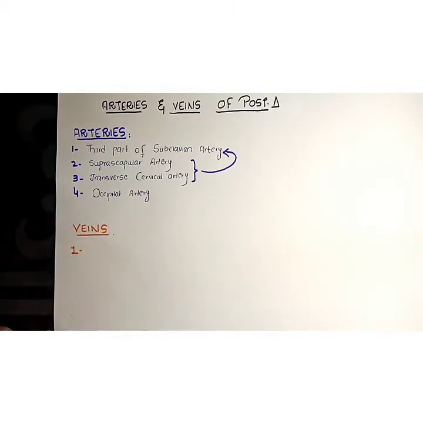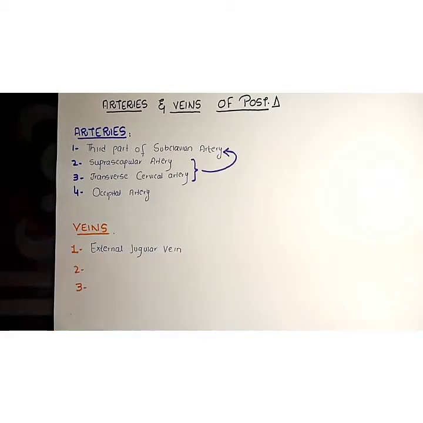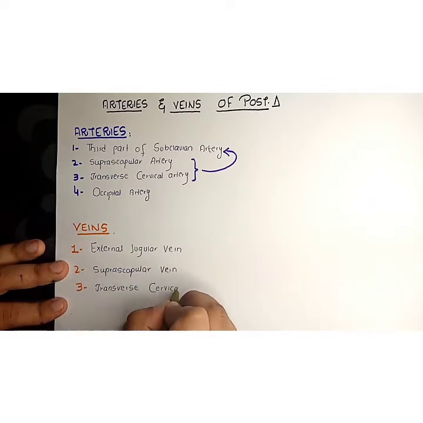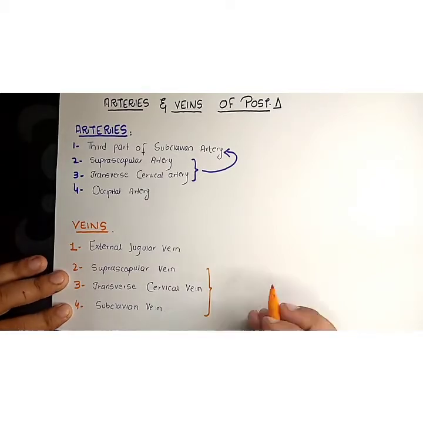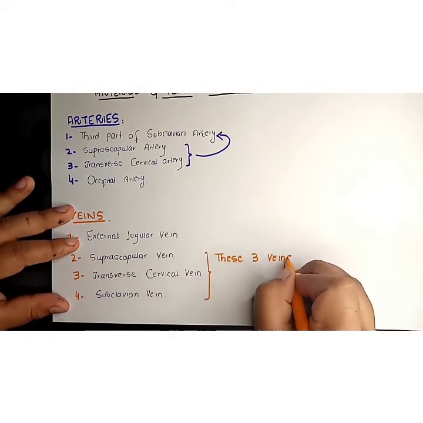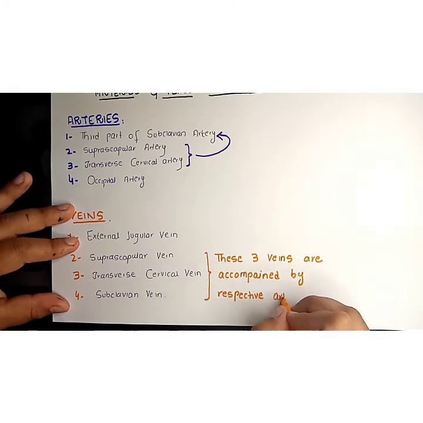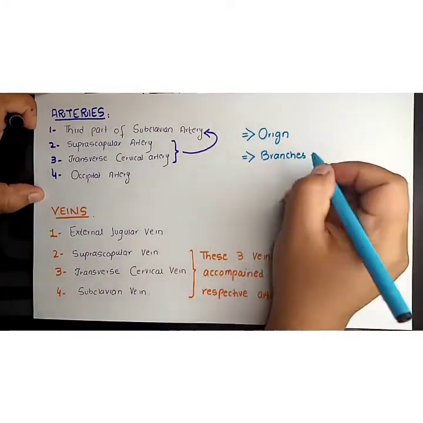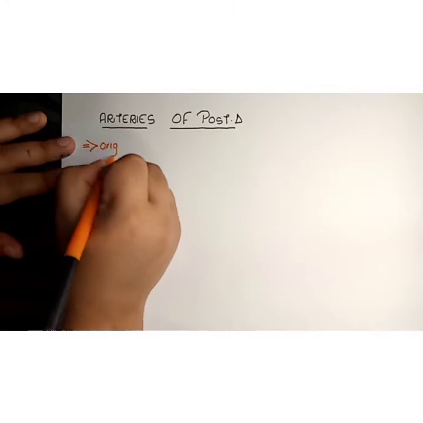Now I will explain about the veins. Basically, the important and largest vein is the external jugular vein, and the branches of the external jugular vein are the suprascapular and transverse cervical veins, and the subclavian vein. External jugular drains into the subclavian vein, and these three veins are accompanied by the respective arteries in the triangle. Now I will explain about the origin and the branches of the arteries and the veins. So I will first explain about the arteries of the posterior triangle.